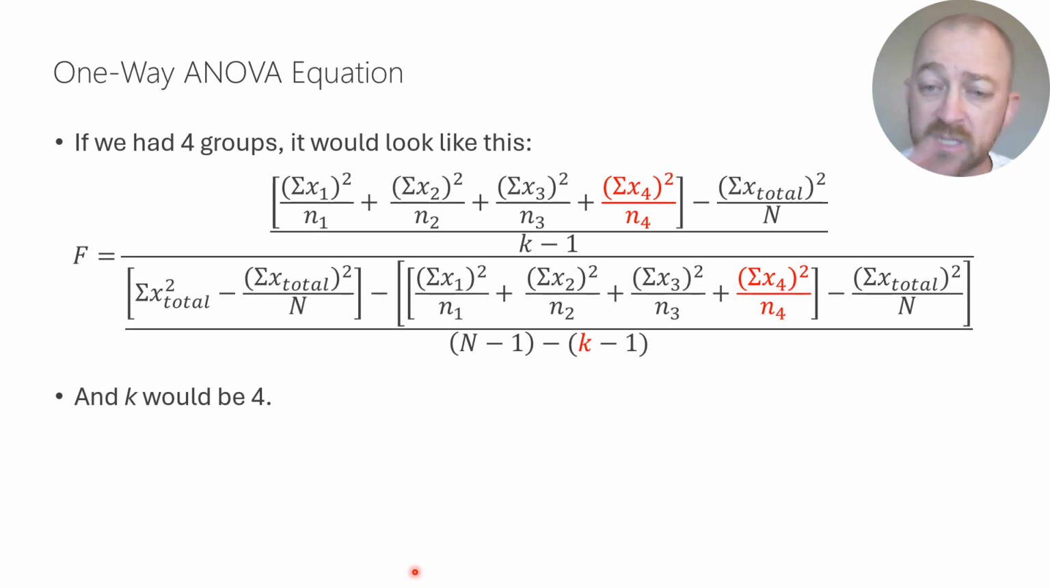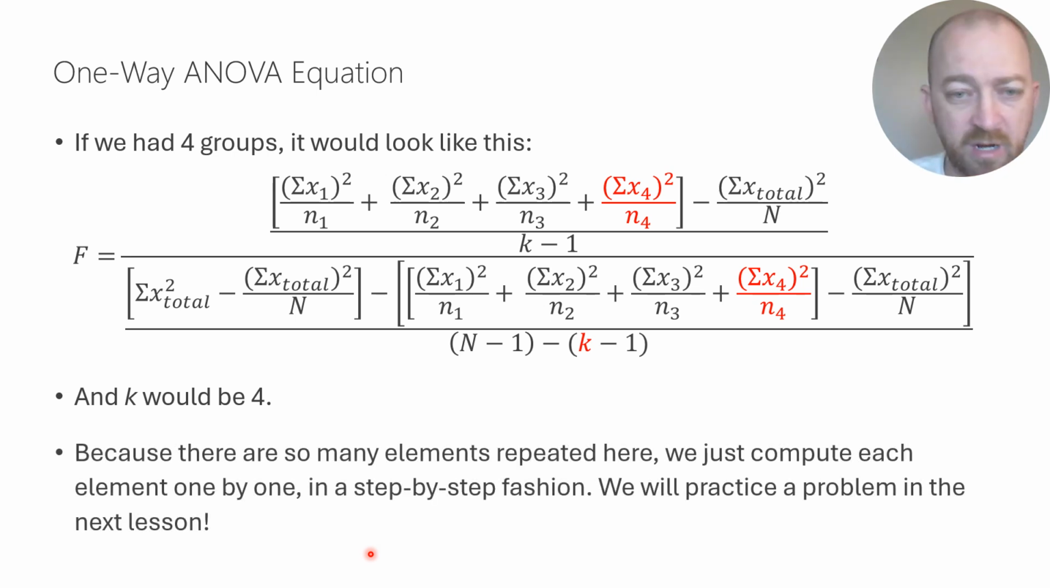Okay, and now you can expand this. If you have 6 groups, for example, of course, you would add 2 more. You would add one of these for group 5, and then one for group 6, and then the same thing down here, and then K would equal 6, and so on. So nothing too terrible there.